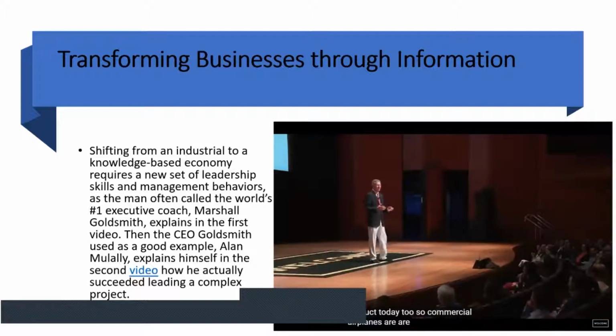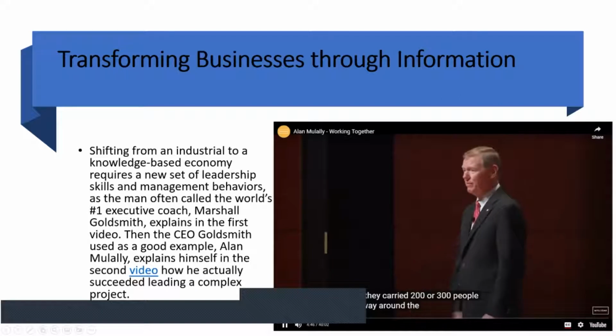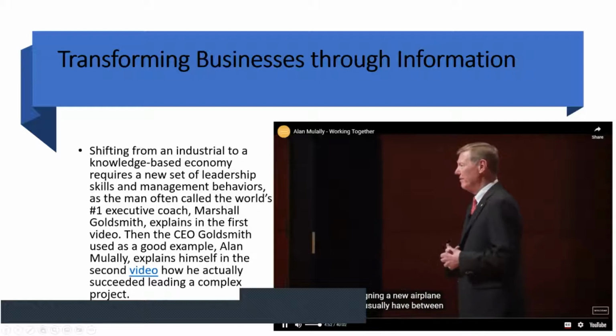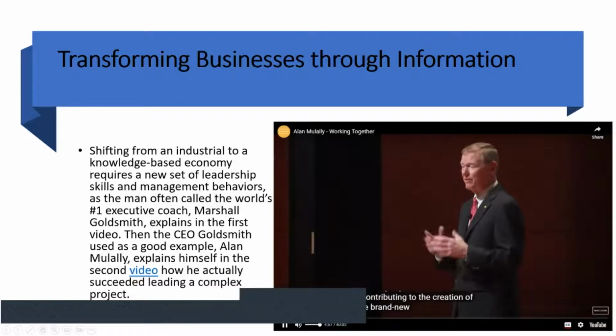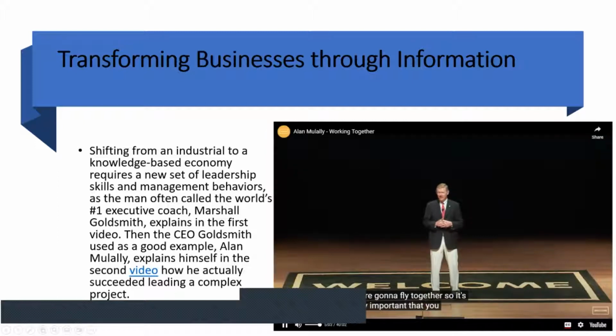So commercial airplanes are really sophisticated, and they're very complicated, probably the most sophisticated products in the world. An average commercial airplane has around 4 million parts, and you think about the safety requirements and the reliability and the maintainability, and the fact that they carry 200 to 300 people halfway around the world. Very, very sophisticated products. And when you're designing a new airplane, you usually have between 500 and 600,000 people around the world that are contributing to the creation of these brand new 4 million parts that are going to fly together. So it's really important that you have a compelling vision for the airplane and a strategy for achieving it, and also a relentless implementation plan.